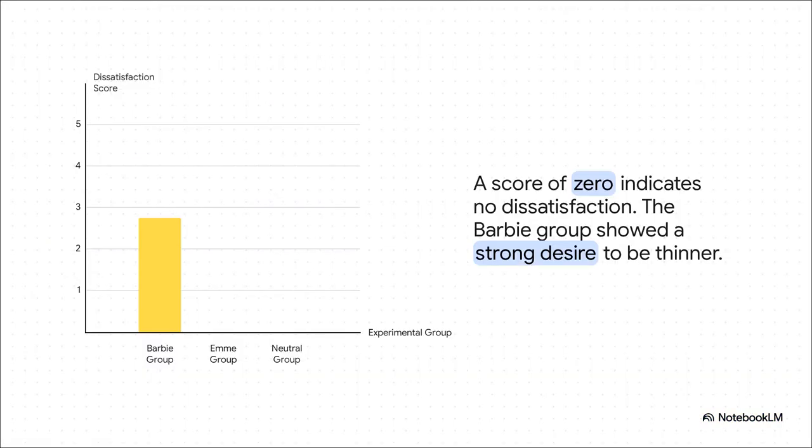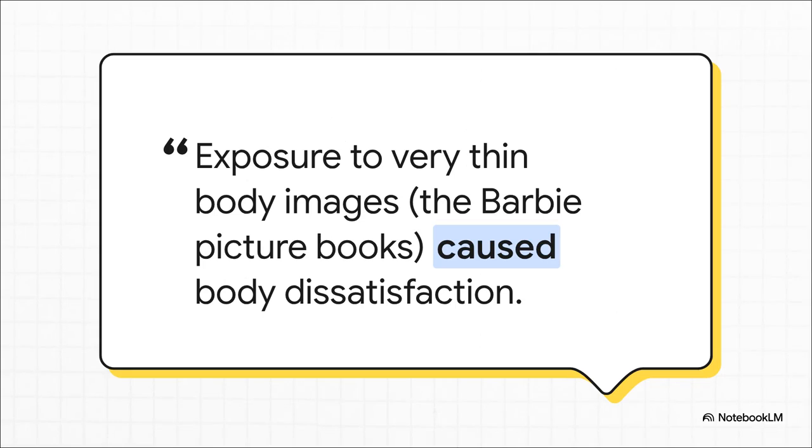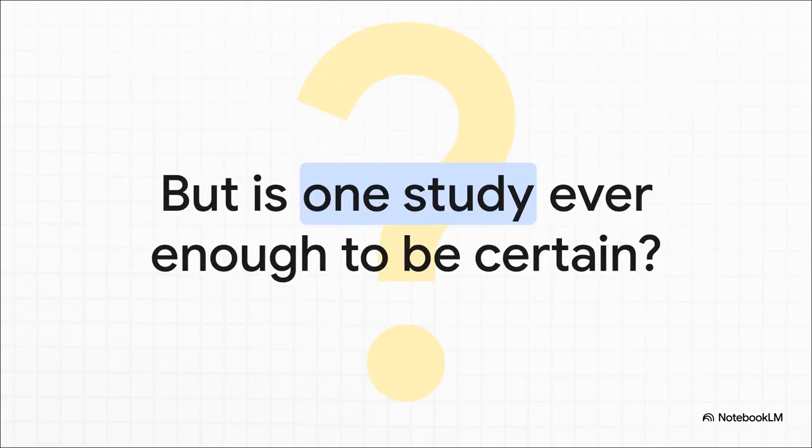The girls who saw the neutral pictures and the more realistic Emma doll, their average body dissatisfaction score was 0. Zilch. They were content. But the group that saw the Barbie pictures, whoa, their average score was negative 2.76, which showed a real measurable desire to be thinner than they were. And because the experiment was so well designed, because they had controlled for all those other explanations, the researchers could say something really powerful. This wasn't just a correlation. They could say that for these young girls, exposure to those Barbie images caused them to feel more dissatisfied with their own bodies.